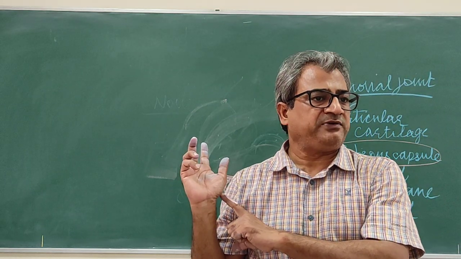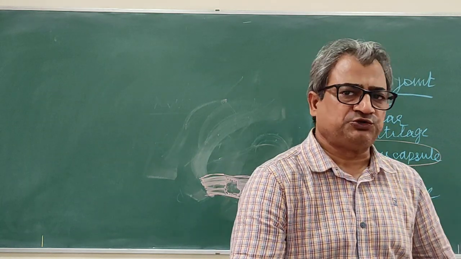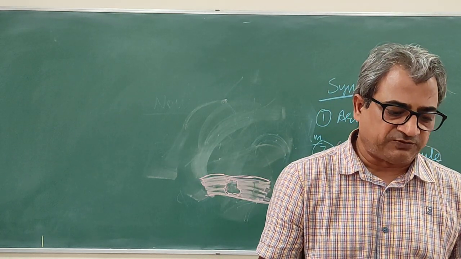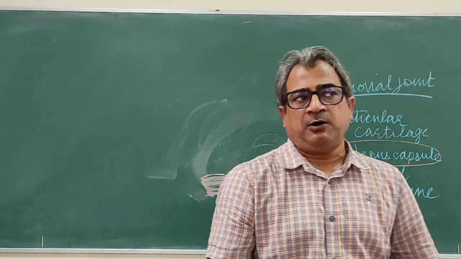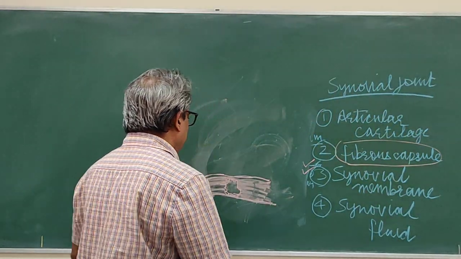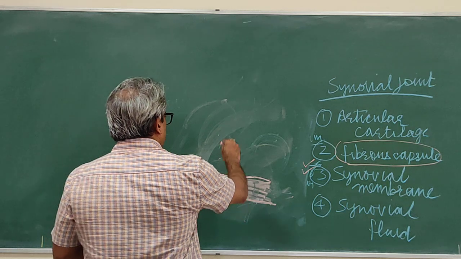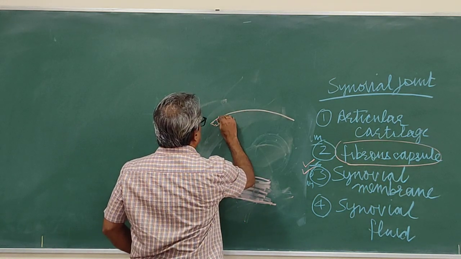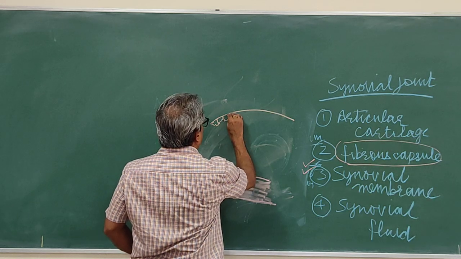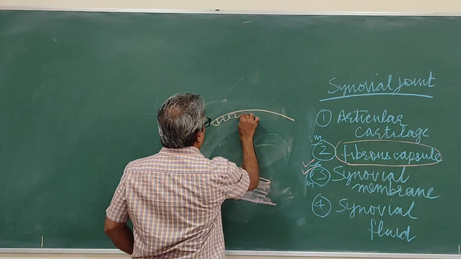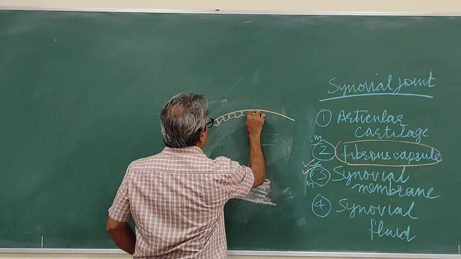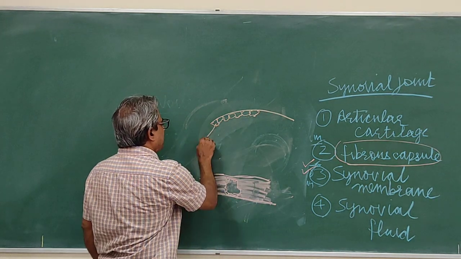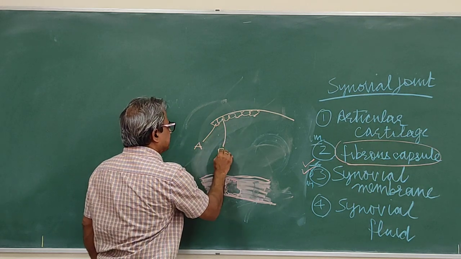And what is the extent of it? It extends throughout the joint cavity except the articular cartilage, which is made up of hyaline cartilage. Now, if we take up the structure of this synovial membrane, it has a few cells over its surface. There are two kinds of cell. We call them type A cell and type B cell.